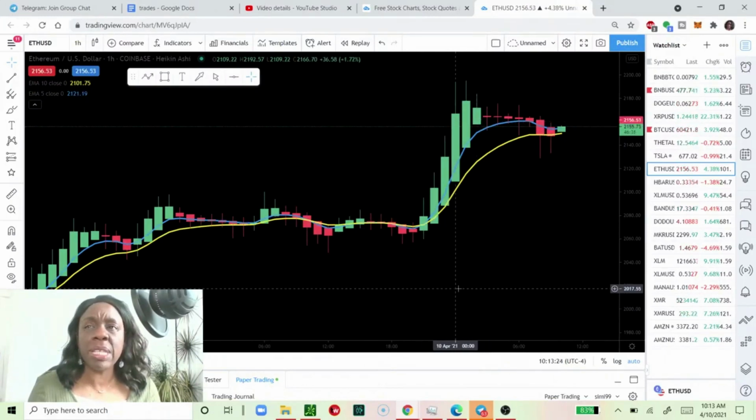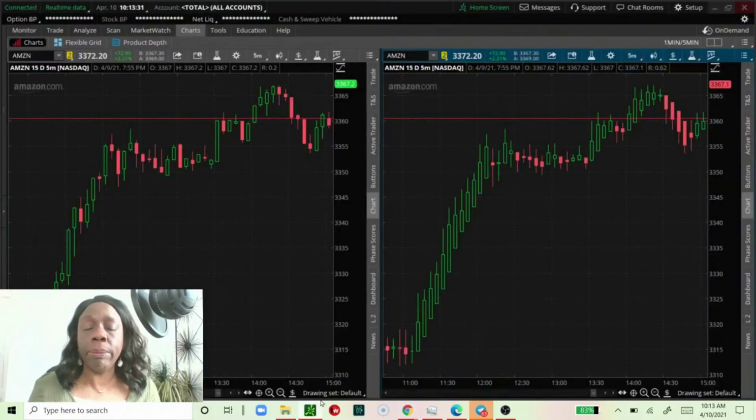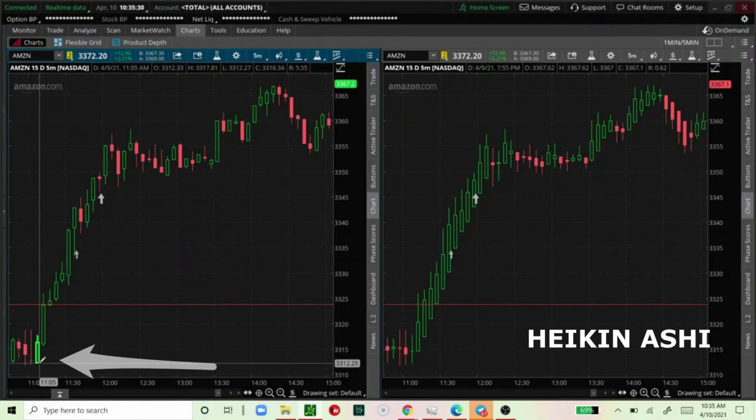Okay, but I think to represent it a little better, I'm going to go over to one of my other trading platforms, which is THINKORSWIM. We see a green candlestick down the bottom left here. So the question is, do I enter into this trade? Do I not enter into a trade?